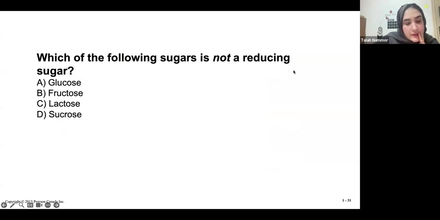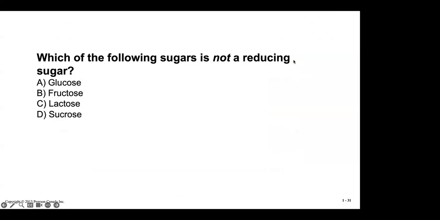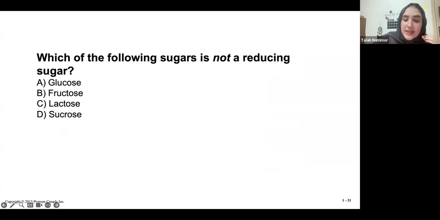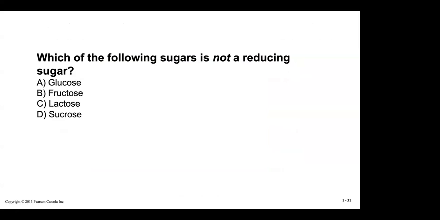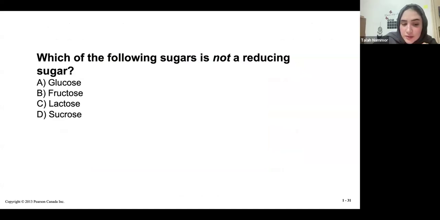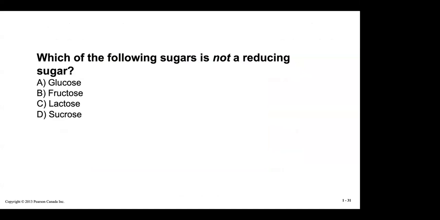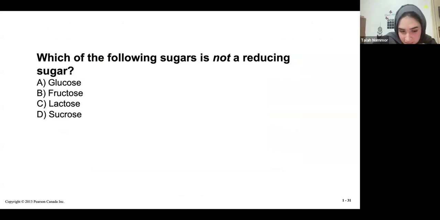Which of the following sugars is not a reducing sugar? Remember the exception that we said at the beginning? We said most monosaccharides and disaccharides are reducing except for sucrose. Did you say glucose? Sucrose. D? Yeah.